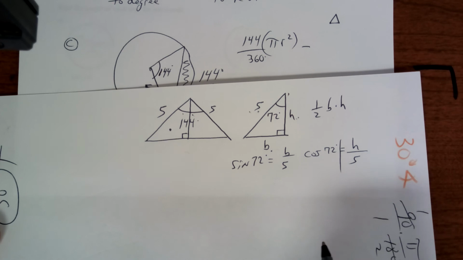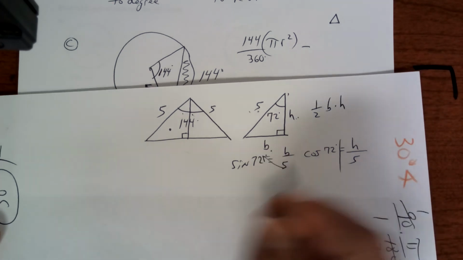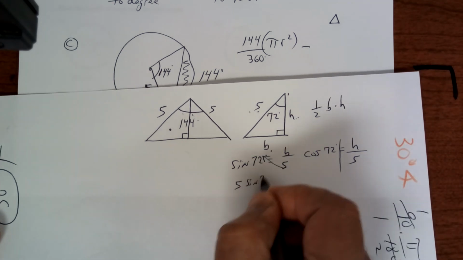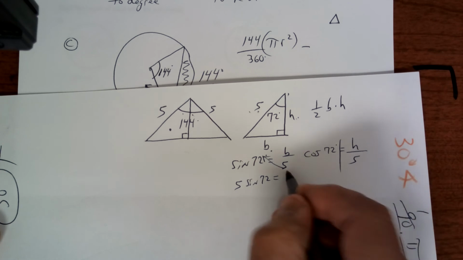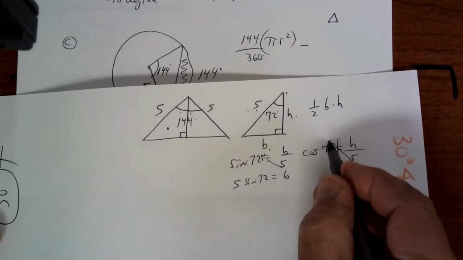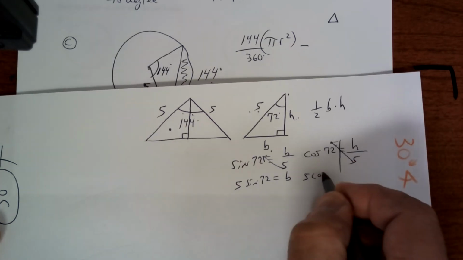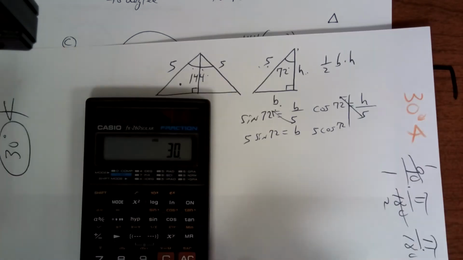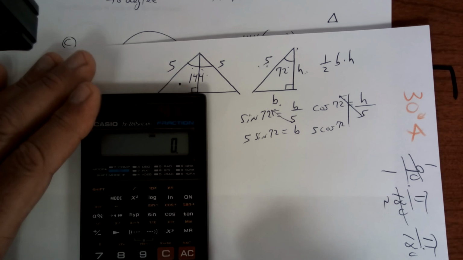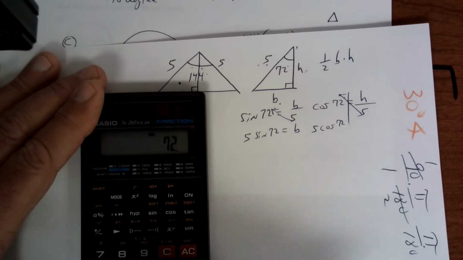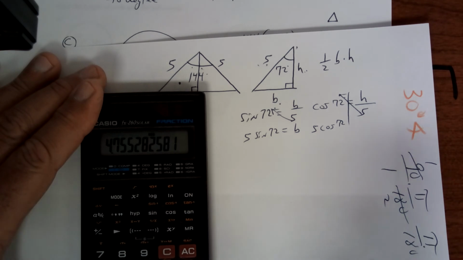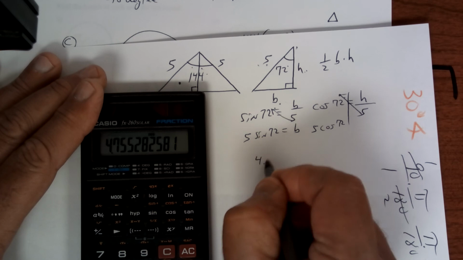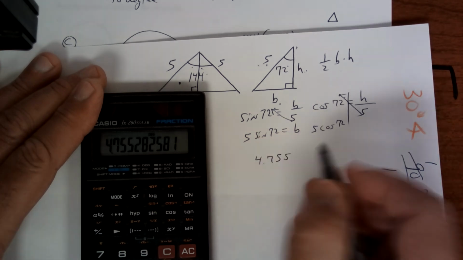So here you're going to multiply by 5, so it's going to be 5 times the sine of 72 degrees is equal to the base, and then this one is going to be 5 times the cosine of 72 degrees. Stay with me, okay? Make sure you rework this one at home. I definitely want you to do that. So I'm going to take 72, press sine, and then I'm going to do times 5, and I get 4.755 is the base.